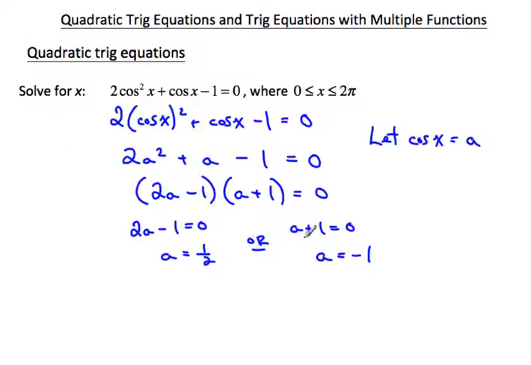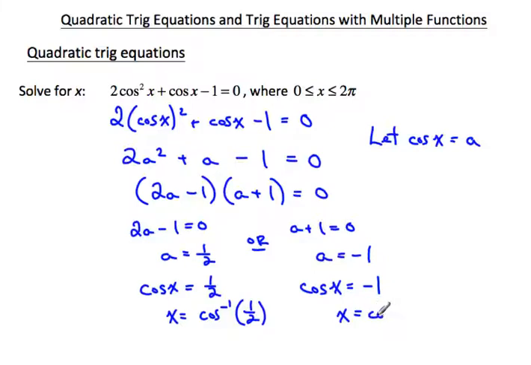Now we've simplified and solved the quadratic equation here, but we've done it in a, and our original variable was cosine x, and ultimately we want to find what x is. So let's replace a with cosine x. We get cosine x is equal to a half on this side, or over here we get cosine x is equal to negative 1. That means that x is equal to either the inverse cosine of a half, or x is equal to the inverse cosine of negative 1. And in both cases, we're on this domain.